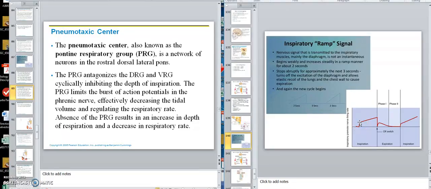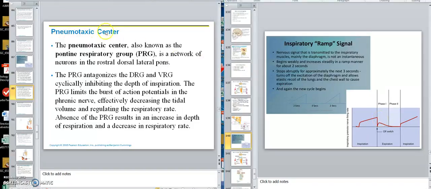Now, let's think about that. If it went 8 seconds, okay, then it's going to take more than 8 seconds to blow it out because it's a 2 to 3 ratio. That means all you're doing pretty much is about 2 breaths a minute, and that's certainly not enough. So what does that mean? That means you're going to have to slap the hand of the VRG, make it stop.